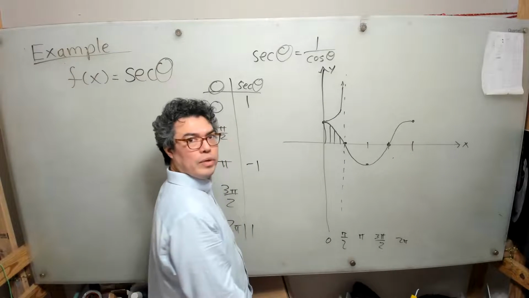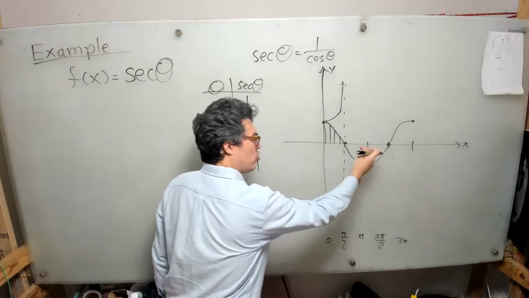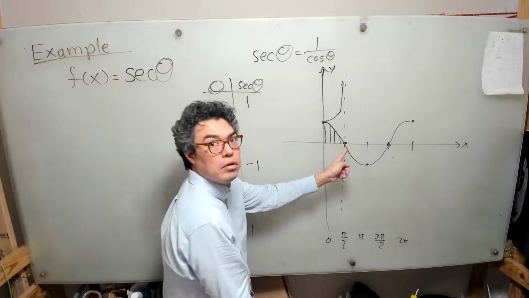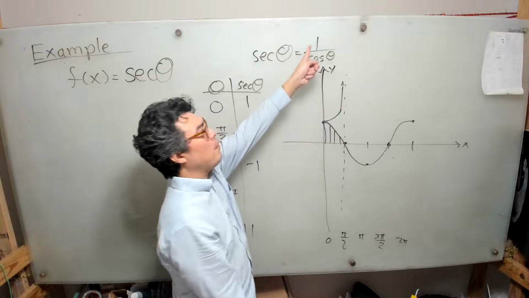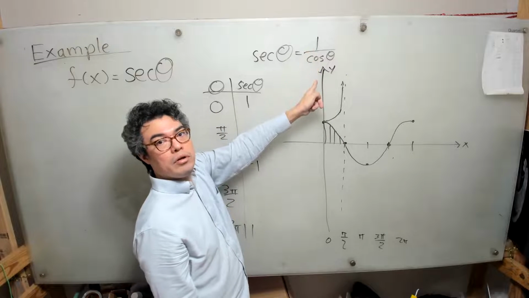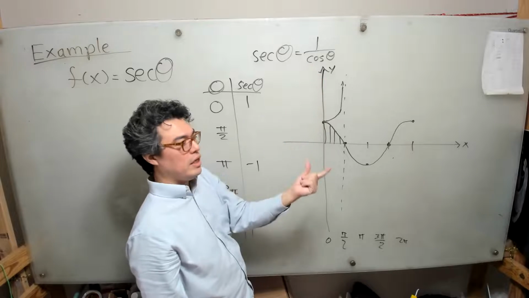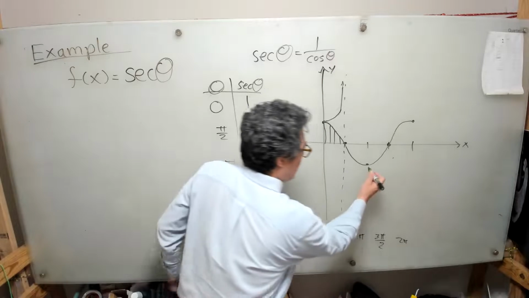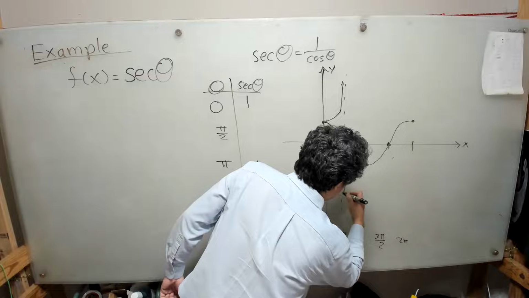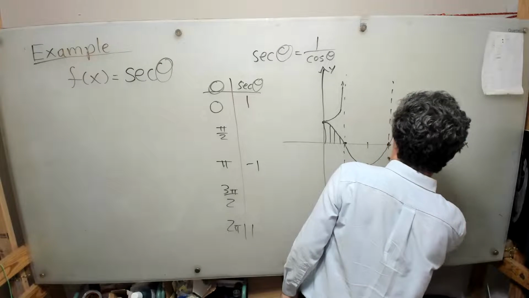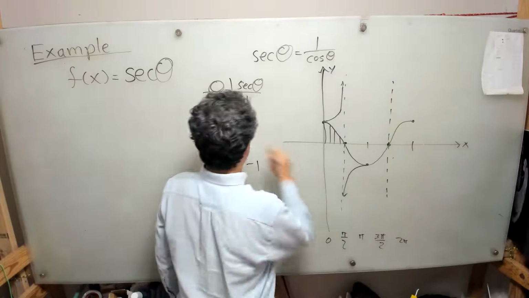And by the same reasoning, as we come to pi over 2 from the right, here the cosine values are all negative. And so that means we're going to have a positive number divided by a negative number. That's going to be a negative overall. And since the bottom is getting closer and closer to 0, it's going to get very large negative, right? And so here we have an asymptote.